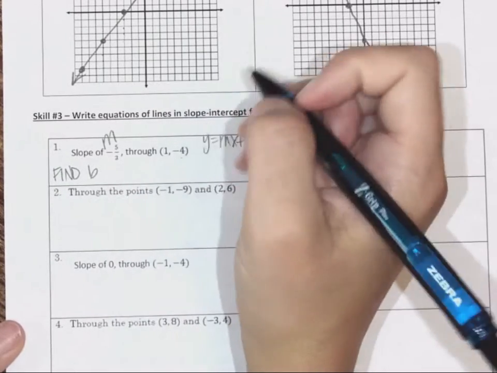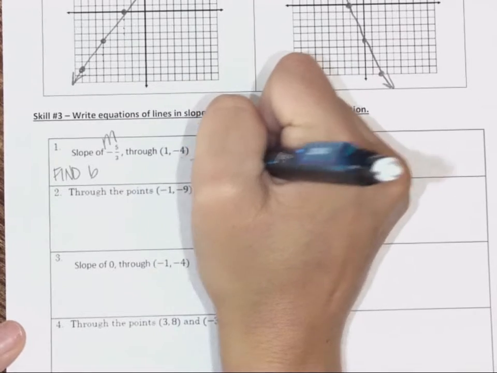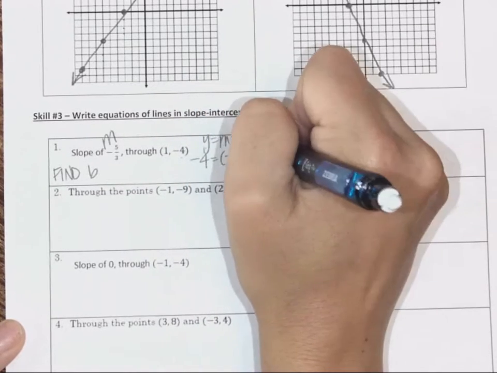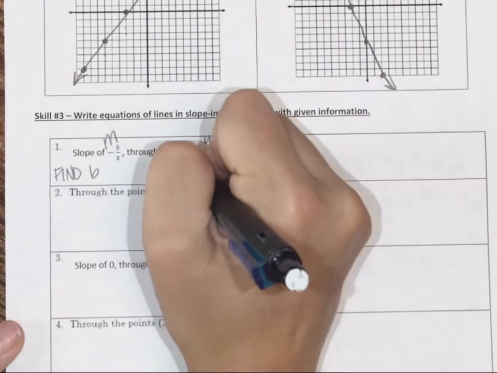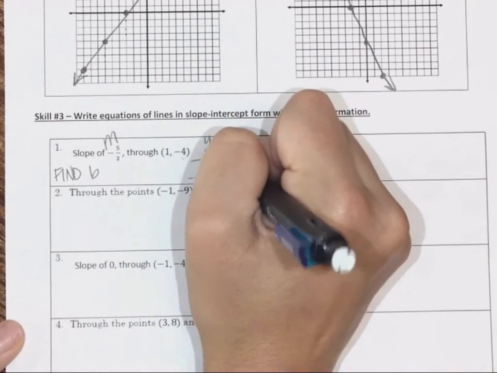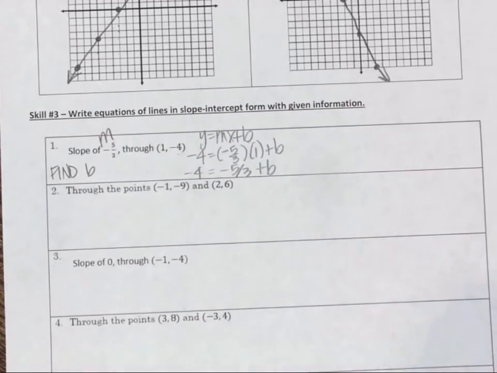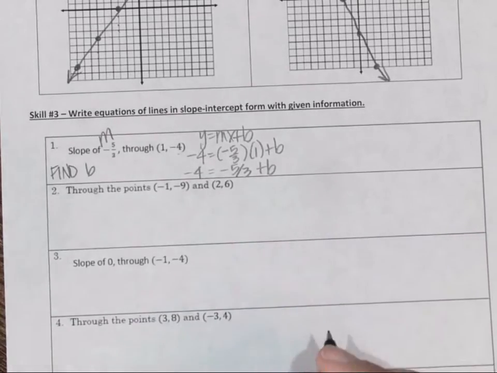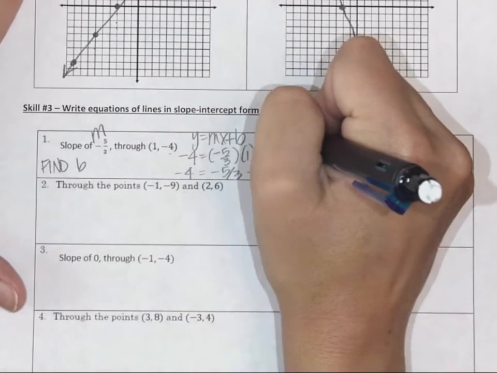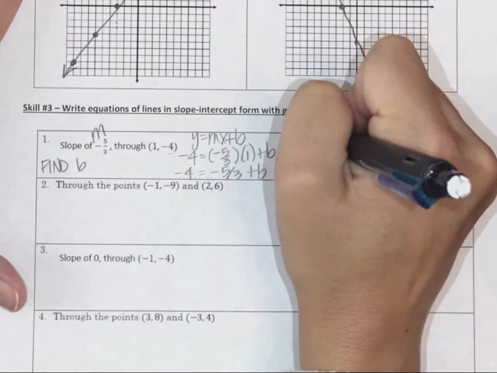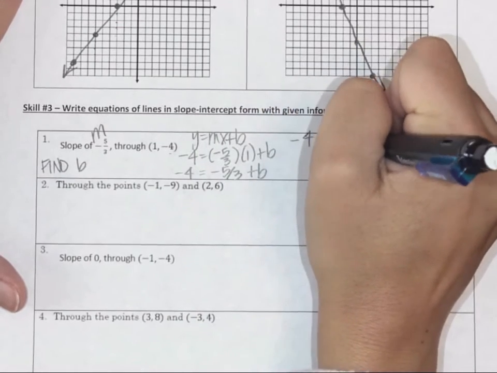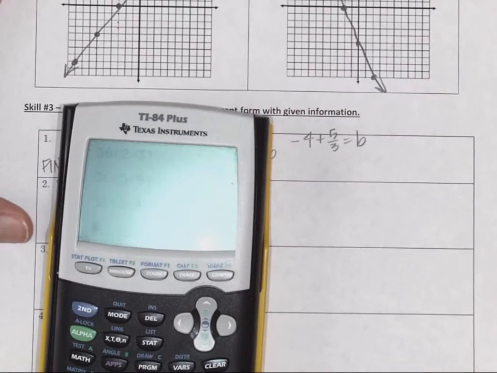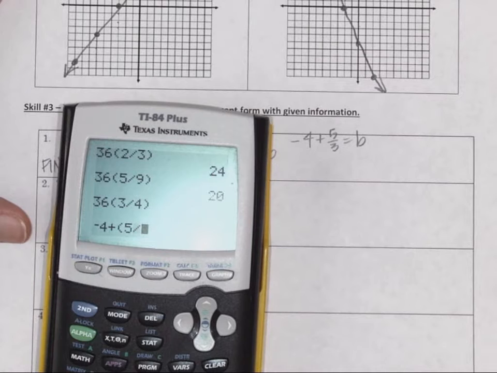So I'm going to plug in -4 for y. I'm going to plug in a -5/3 for m and 1 for x. So I get -4 is equal to a -5/3 plus b, because that's what -5/3 times 1 would be. So in order to solve for b, I need to add 5/3 on both sides. So that's going to be -4 plus 5/3 is equal to b. In order to add those, you can just use a calculator. So we have -4 plus 5/3.